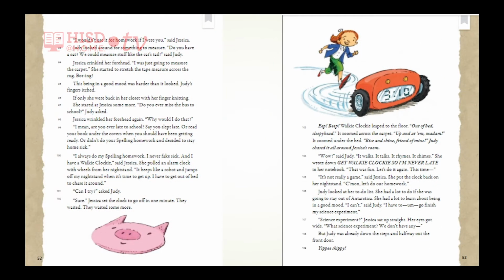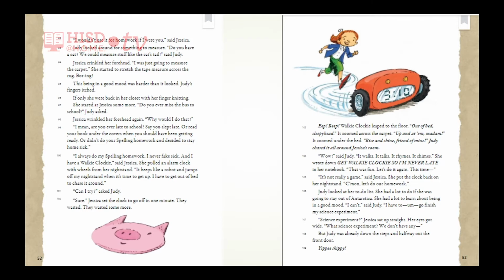"I wouldn't use it for homework if I were you," said Jessica. Judy looked around for something to measure. "Do you have a cat? We could measure stuff like the cat's tail," said Judy. Jessica crinkled her forehead. "I was just going to measure the carpet." She started to stretch the tape measure across the rug. Boring. This being in a good mood was harder than it looked.